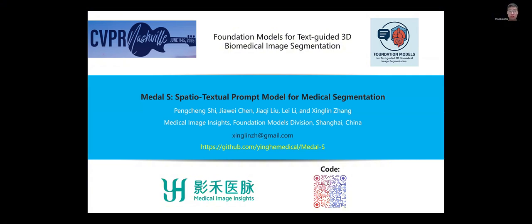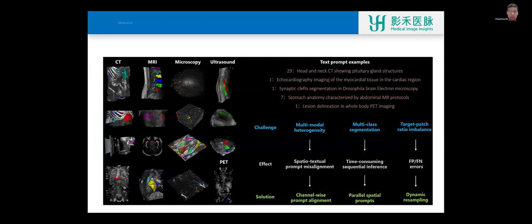Today I will introduce MEDAL as a spatial textual prompt model for medical segmentation that addresses critical gaps in current multimodal approaches. Current multimodal segmentation faces three key challenges.